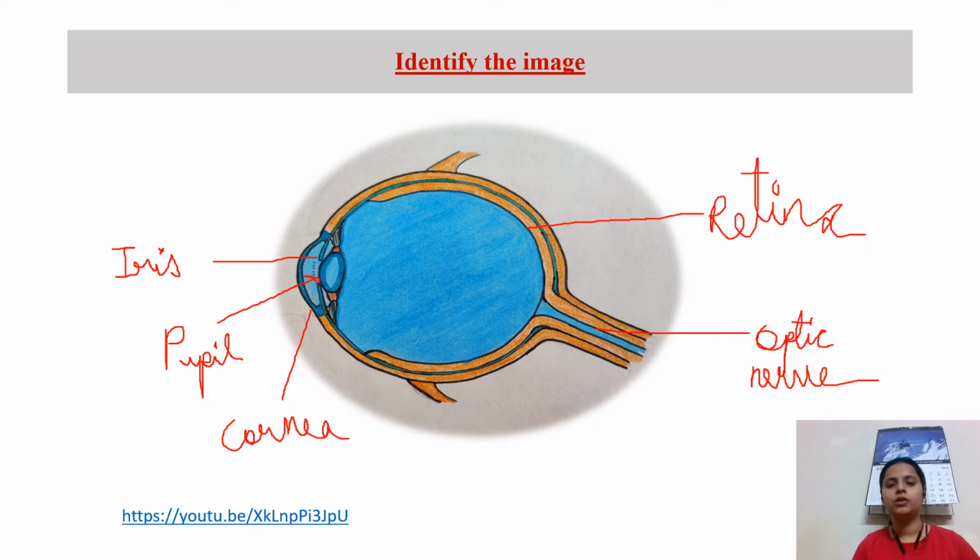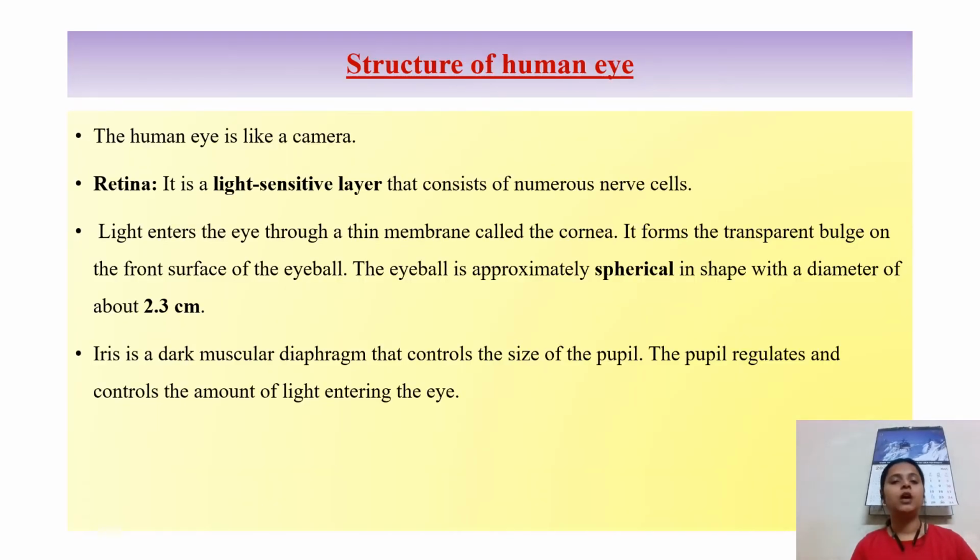Okay, now let's move further. Now we are going to describe the structure of a human eye. Let's read the bullet points one by one. The first point is the human eye is like a camera. Of course it is like a camera. Now the retina is a light sensitive layer that consists of numerous nerve cells.